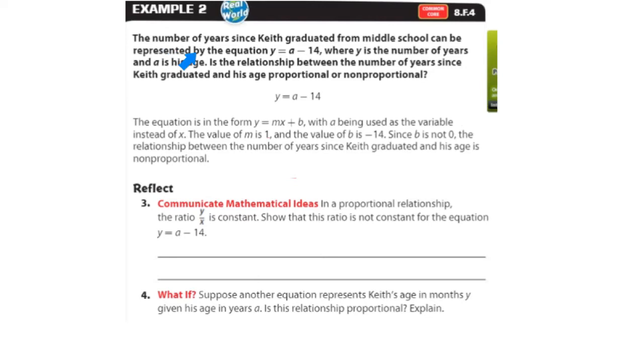Okay, so here's a problem with Keith. Keith graduated from middle school. The number of years can be represented by y equals a minus 14. Now, this is going to be the number of years since he graduated middle school, and a is going to be his age. So his age minus 14 will be how many years ago he graduated middle school. So y equals a minus 14 is going to be the equation we're using.